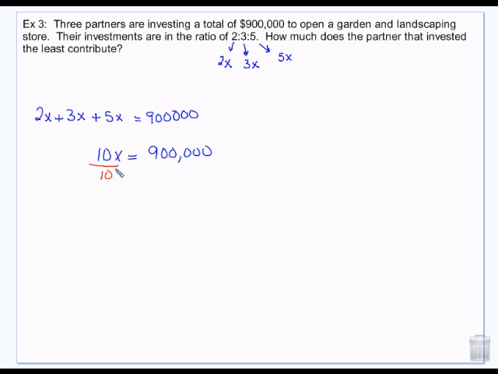Divide both sides by 10. And x is going to give me 90,000. So the partner that contributed the least is this guy here, right? He's the least.